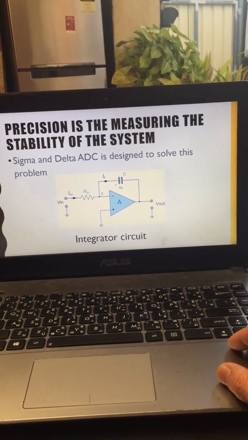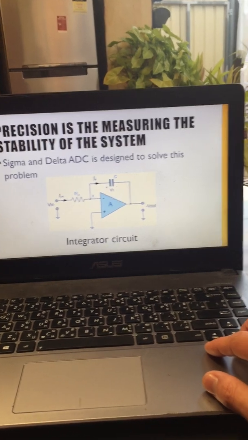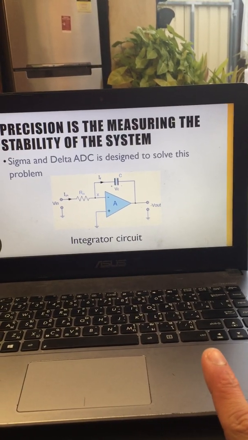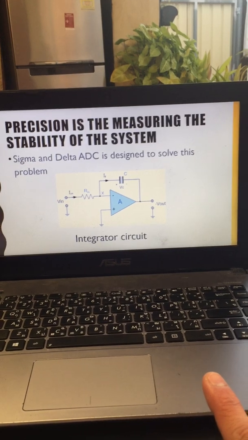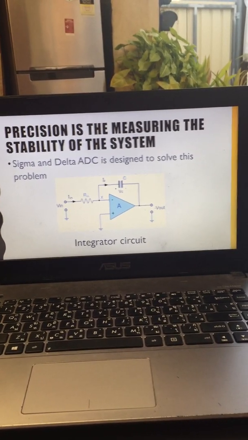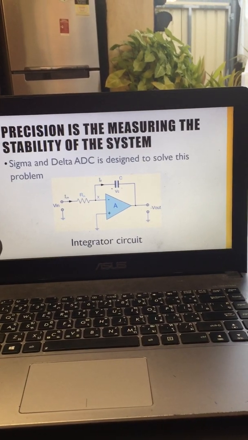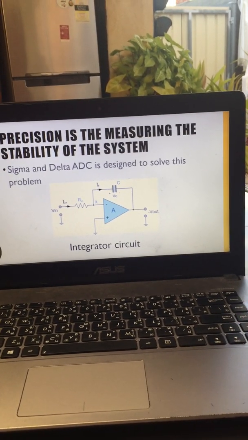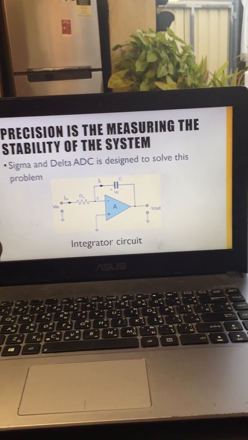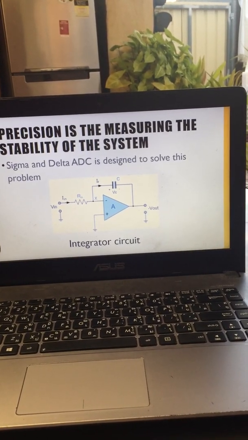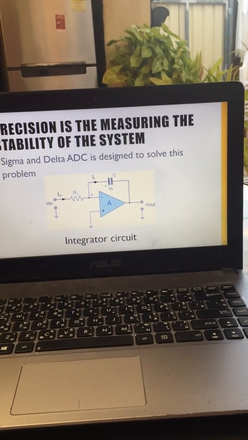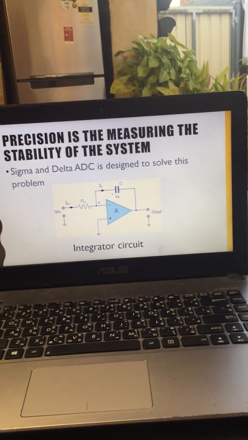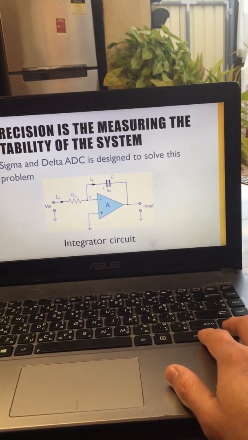To make it more precise, we should mix the previous and current data by using an integrator circuit. That is the heart and the key of the Sigma Delta ADC converter. Like I said, for the system to be able to convert the signal all the time, it needs to mix the previous and the current signal together and then convert. That will help with the oversampling problem.